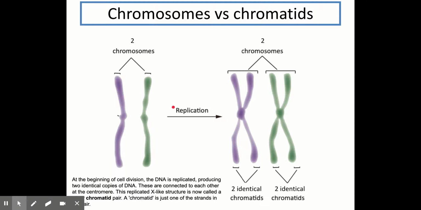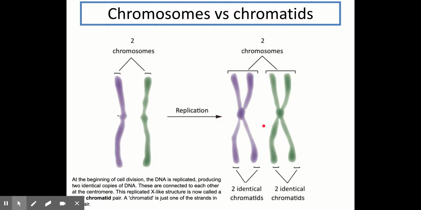Now if these were split during cell division, each daughter cell would only get one, and then genetic information would be lost. So how does the cell stop this from happening? Well, right before mitosis takes place, the cell duplicates or replicates the chromosomes and makes these characteristic X-shaped chromosomes on the right-hand side that you'll have seen before.